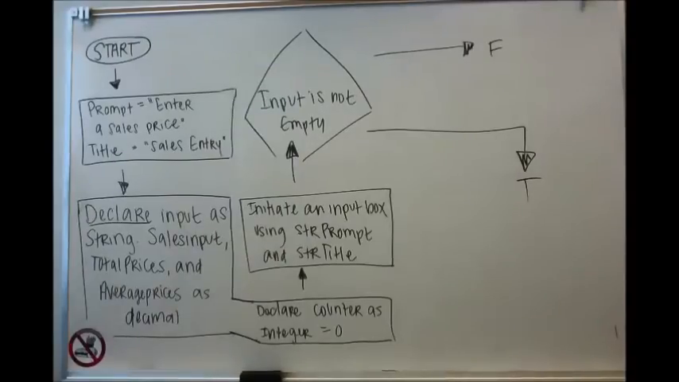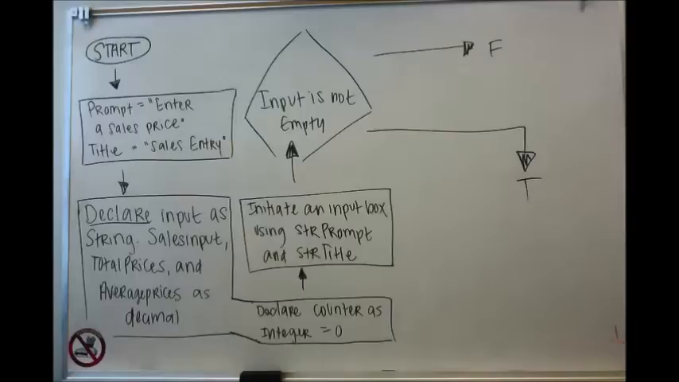So for our flowchart, the first thing you're going to do is declare prompt as a string, and you're going to declare it as enter a sales price. You're going to declare title as a string, sales entry. Your next step is going to be to declare the input as a string. You're going to declare sales input, total prices, and average prices as decimals. And you're going to declare the counter as an integer equal to 0.